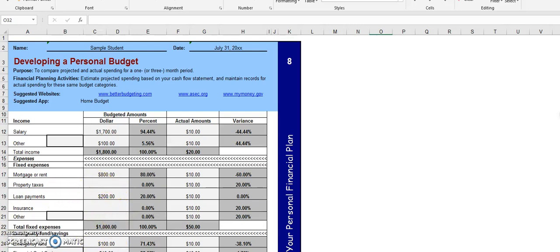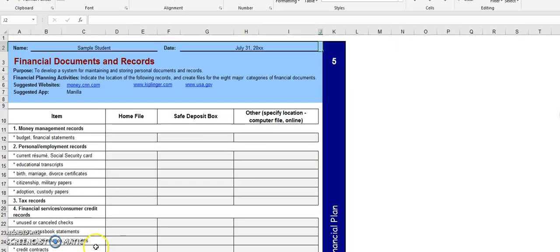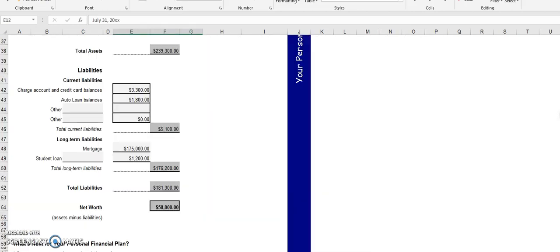The document is available to you. The first part is financial documents and records. You're welcome to complete that, but it's not required, although it is a good idea to have some record of where all your important financial documents and records are located. It's pretty easy for those things to get lost, and since we don't use many of them on a regular basis, sometimes we don't remember where they're at, so it's a good idea to jot down where those are located, although it's not required.